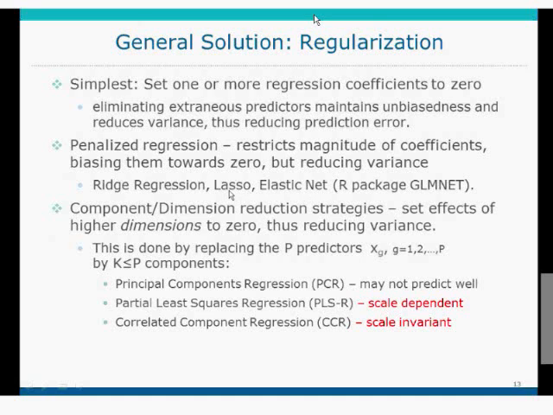Lasso has become very popular recently because of its property of sparsity, which means that it not only restricts the magnitudes of coefficients towards zero, but also sets many of them to zero. So it's an approach for variable selection at the same time. And ElasticNet is a mixture of lasso and ridge regression. The most popular package for doing these kinds of models is the R package, GLMNet.